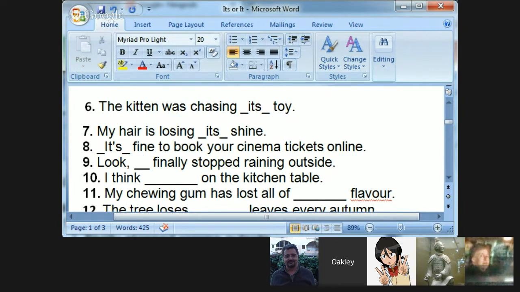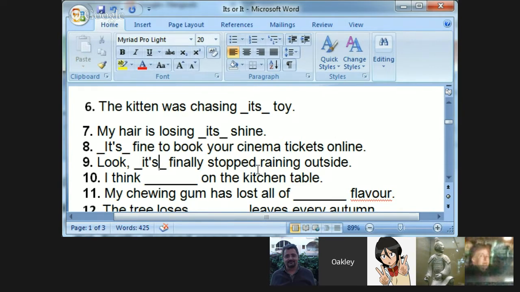Kimura, you want to try number 9? Yeah, sure. Number 9. Look, it has finally stopped raining outside. It will be a possessive pronoun. No, it won't. Contraction, yes. It has finally stopped raining outside. Finally, we see an example where it is not "it is", but "it has".